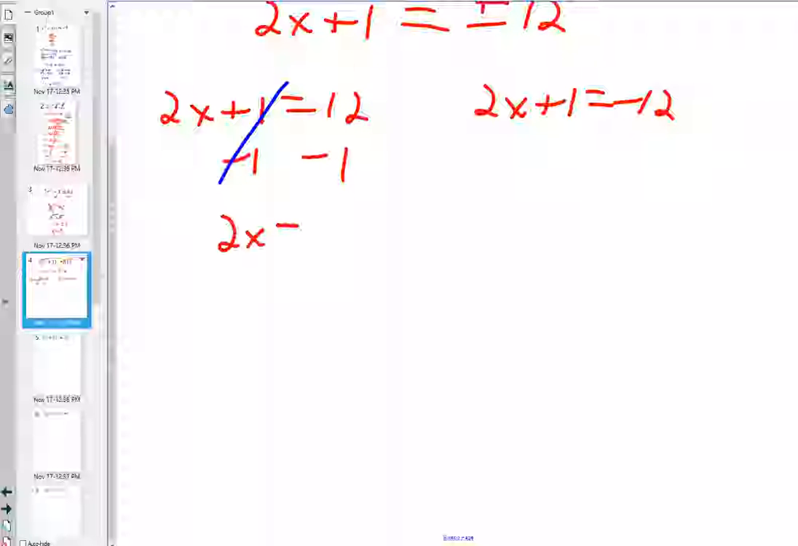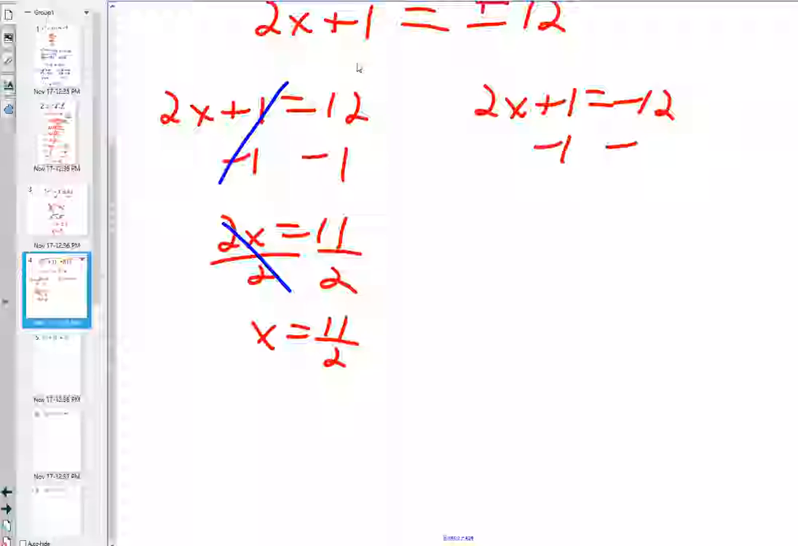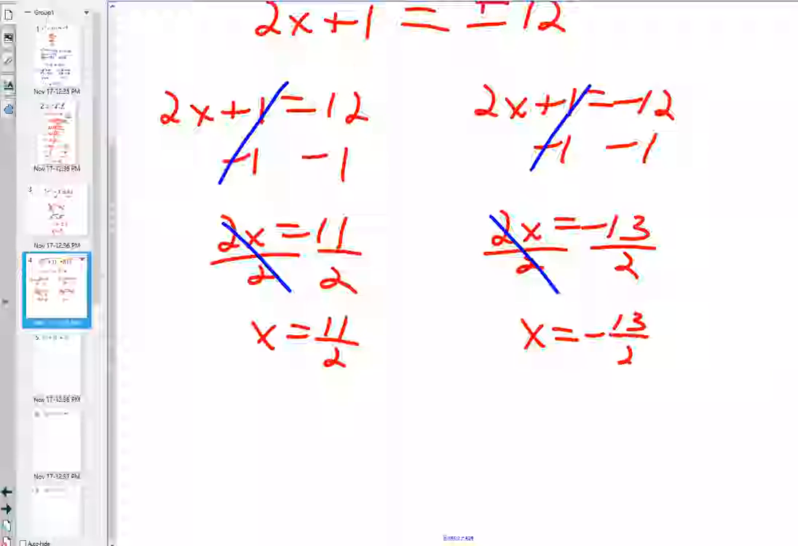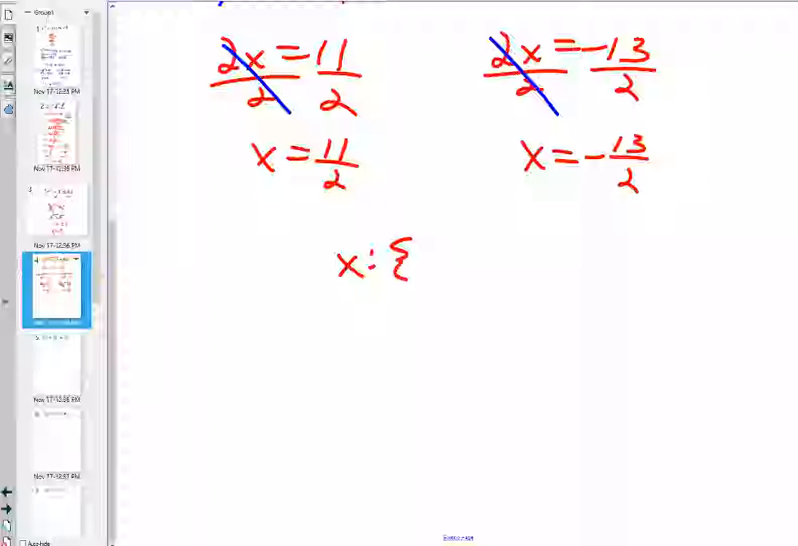So 2x is equal to 11, divided by 2. I'm pretty sure I left these as fractions. I mean, even if it was a decimal, you would just divide. It gives you 5.5. But I think I remember I left it as a fraction for the answer choices. So 2x is equal to negative 13, divided by 2. So those would have been the two solutions you would have. That was 11 over 2 and negative 13 over 2.